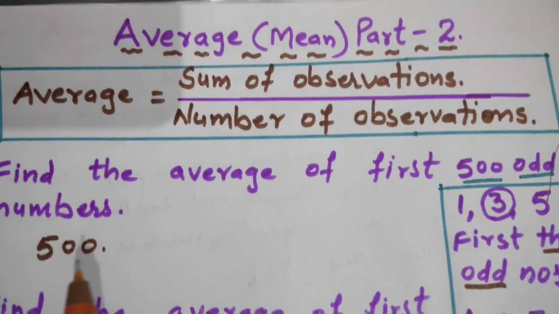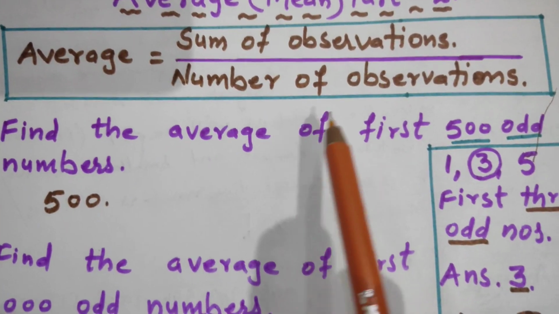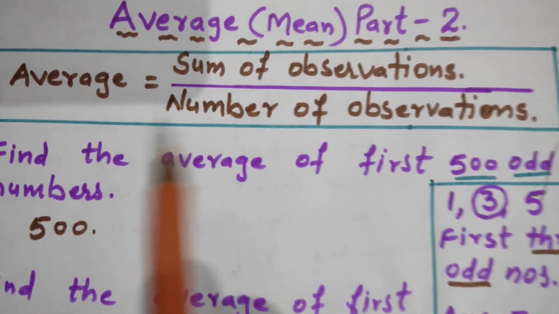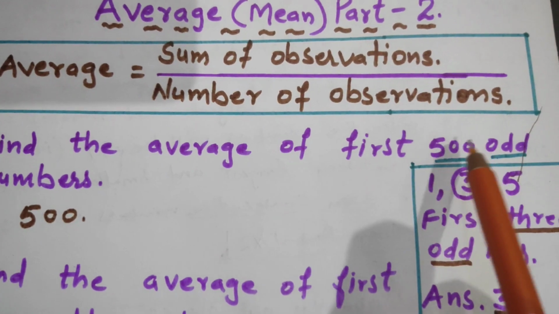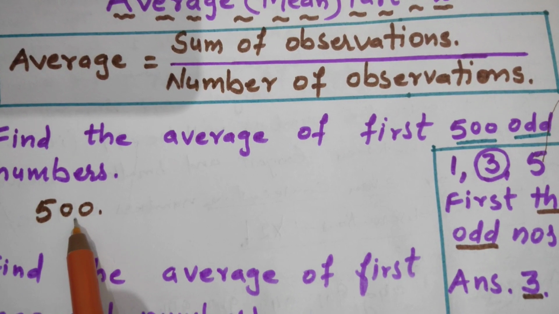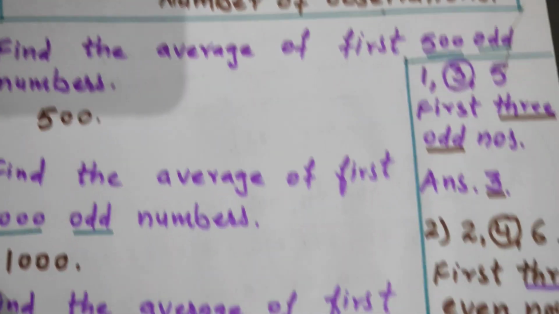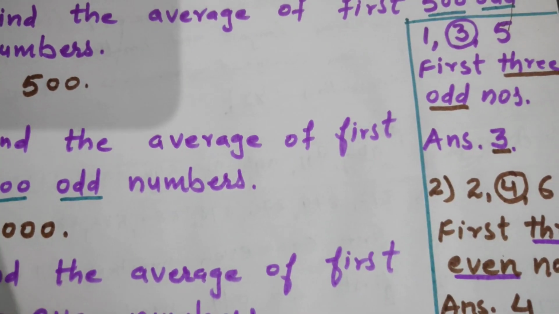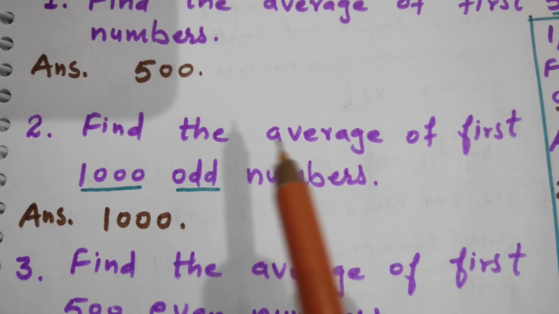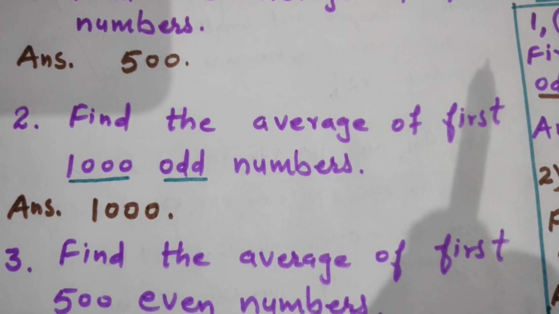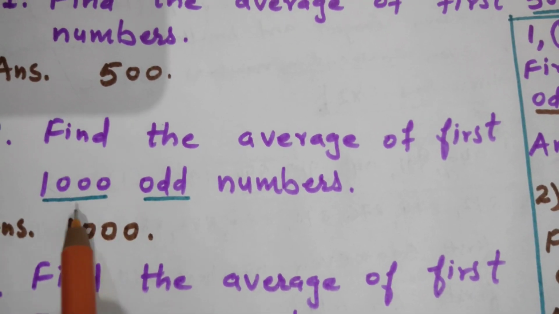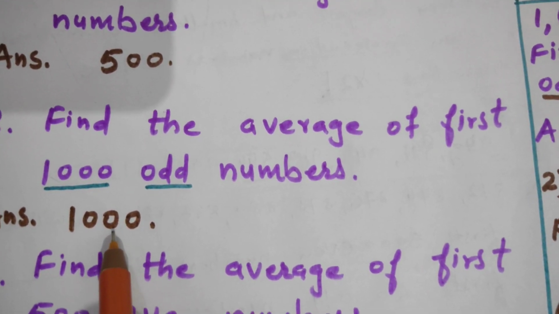So in this series, first question is find the average of first 500 odd numbers. What we have to do here? Nothing. Whatever number of odd numbers are given, that is my answer. 500 was given, 500 is the answer. Find the average of first 1000 odd numbers. First 1000 odd numbers means starting from 1, then 3, and so on. But no need to do anything. I will write the same as my answer.